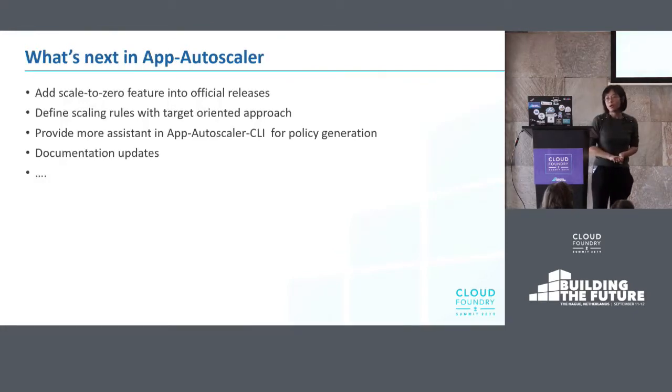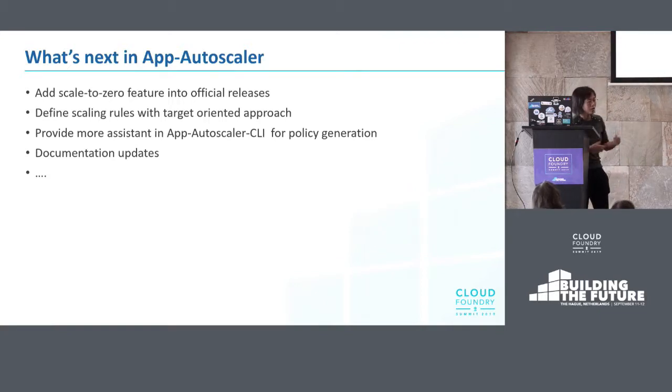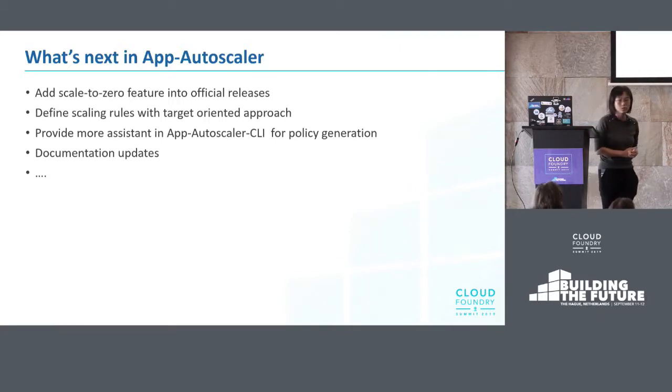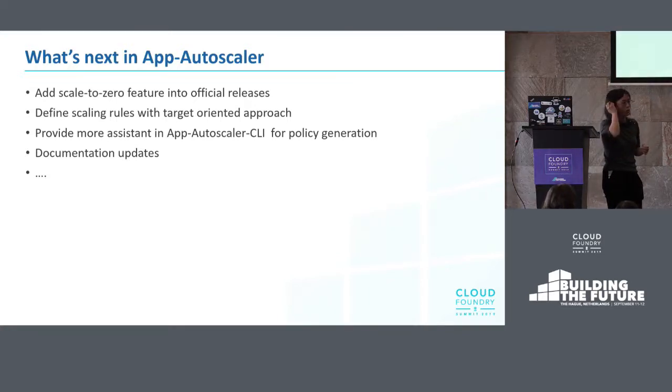So that's what's next for app-autoscaler. Definitely, we will add scale to 0 into the app-autoscaler support, and another topic is to simplify the scaling rule definition. Right now you can see some long JSONs. So maybe in the future we will change it to a target-oriented approach. The current scaling rules will still work, but we will simplify the scaling policy definition experience, and also provide more CLI support for the implementation.